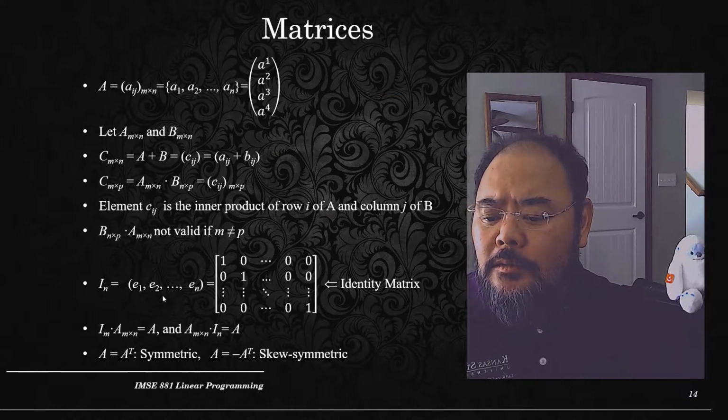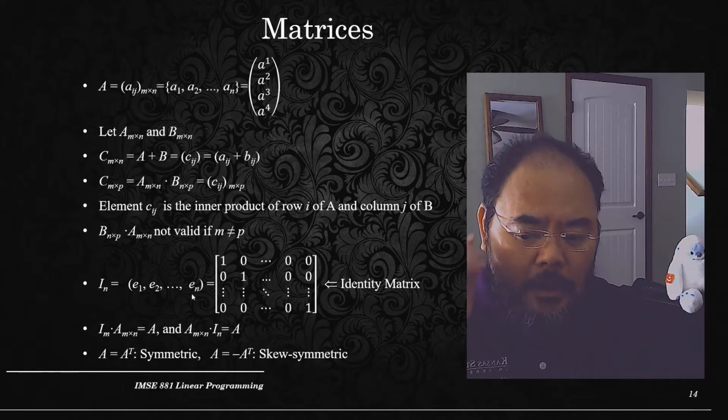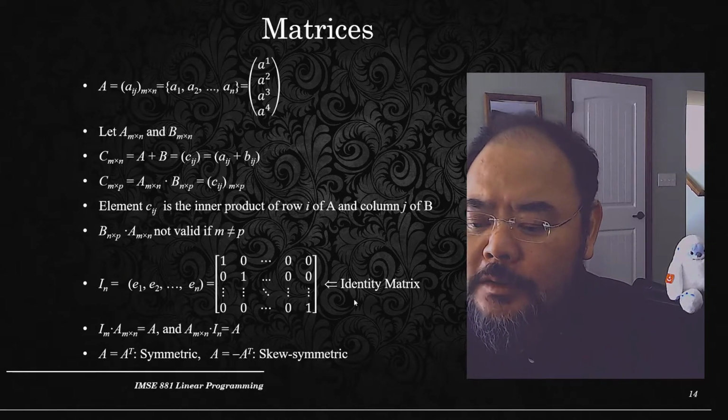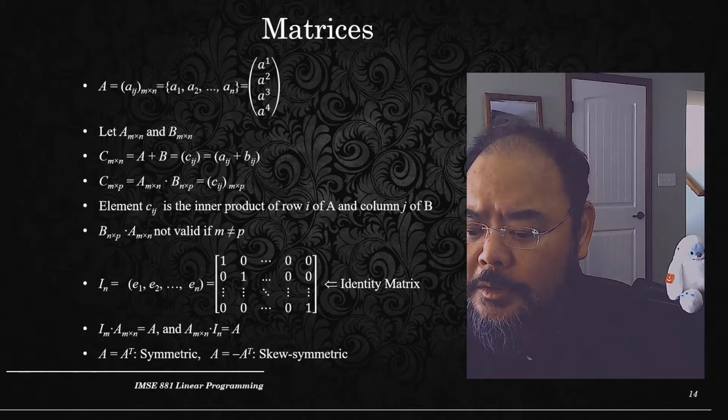Next is the so-called identity matrix. Okay, the identity matrix is formed by the unit vectors as columns of n. So only the diagonal has elements of 1, and the off-diagonal elements are all 0. So we call it the identity matrix. A couple of properties: the identity matrix times matrix A equals matrix A itself. Matrix A times the identity matrix equals matrix A as well. Again, the inner dimensions have to agree. Okay.